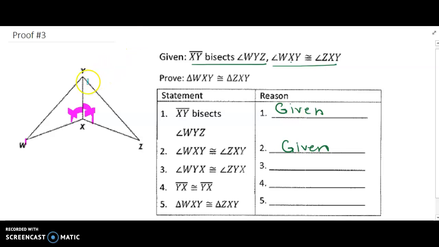So how do we know that this angle and this angle are congruent? Okay, well here's your hint. Guys, that's just the definition of bisect.